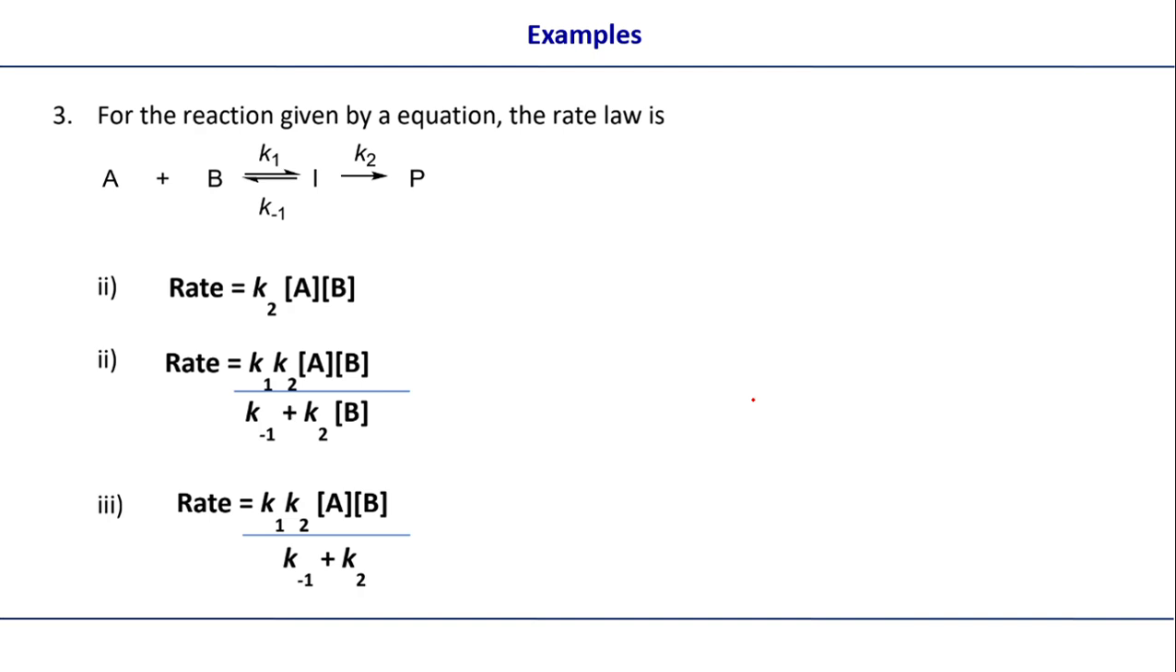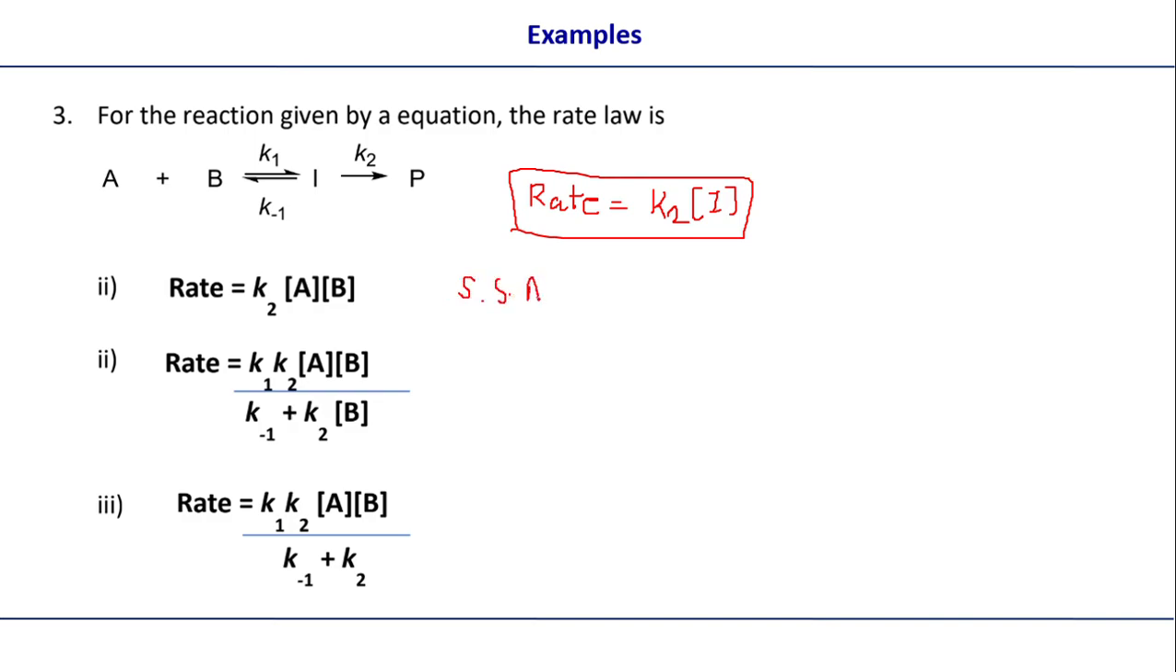For the reaction given by the equation, the rate law is. So you have to find out the rate law here. I hope all of you understood, just now we have discussed the rate law. So how are we writing rate? Always write rate in terms of product. So here what will be the rate? K2 and intermediate I, right? This is our rate equation. Now we will find out the value of I by steady state approximation.